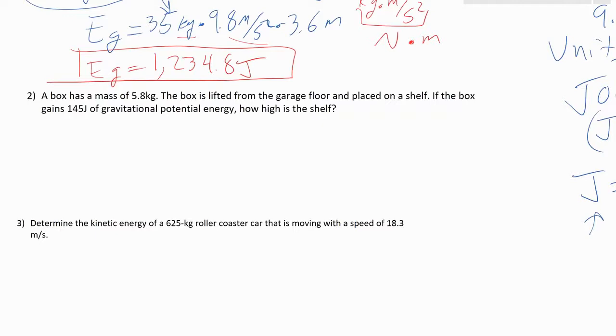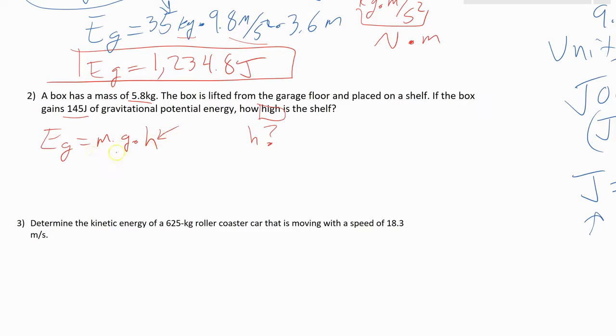So another type of problem that you could have is finding something other than energy. Here we've got 5.8 kilograms. That's important. A box is lifted from the garage floor and placed on the shelf. If the box contains 145 joules of gravitational potential energy, how high is the shelf? So I'm going to solve this for H. I'm going to start with my equation, Eg equals mass times gravity times height, and I want to get H alone. So we're going to do some algebra here.